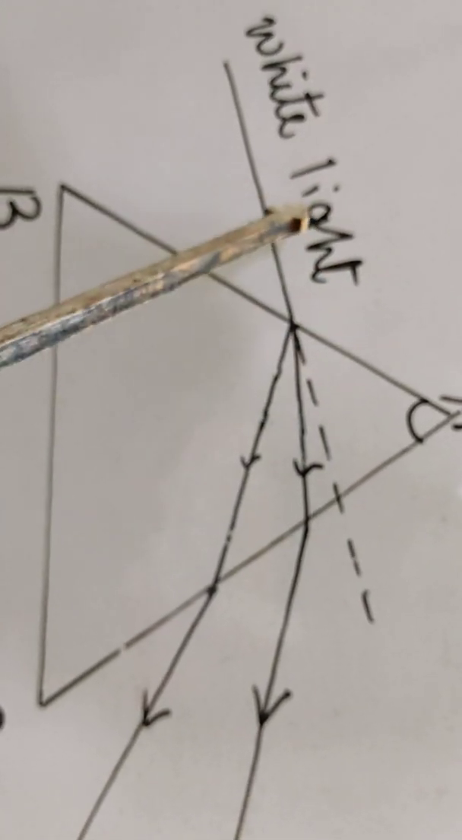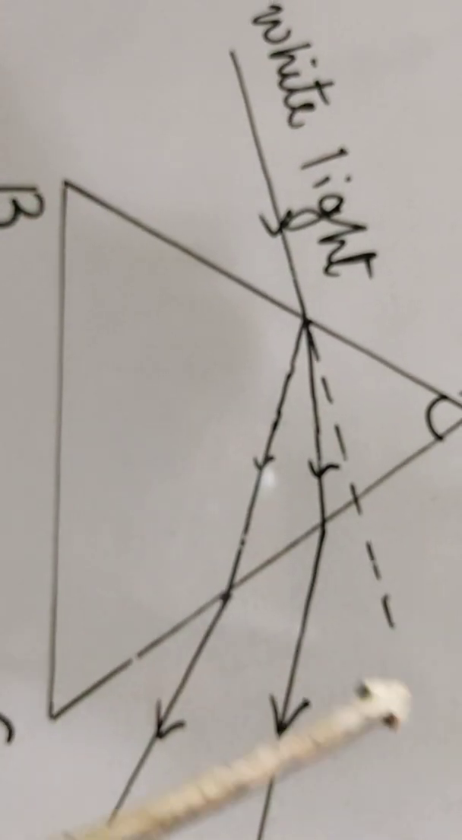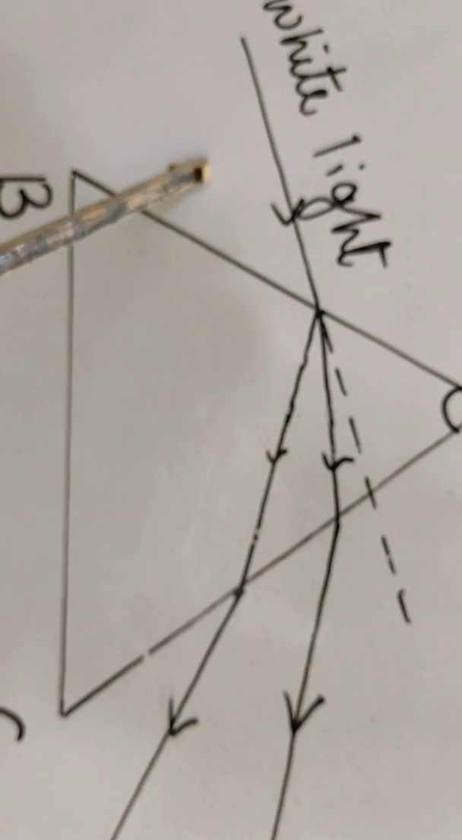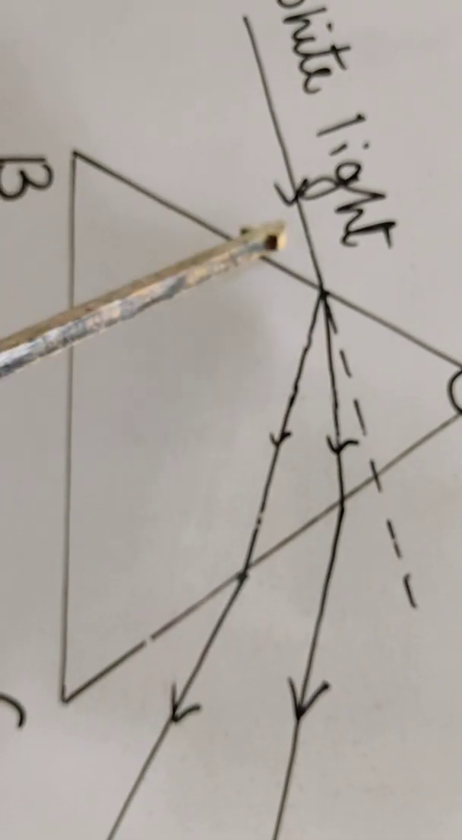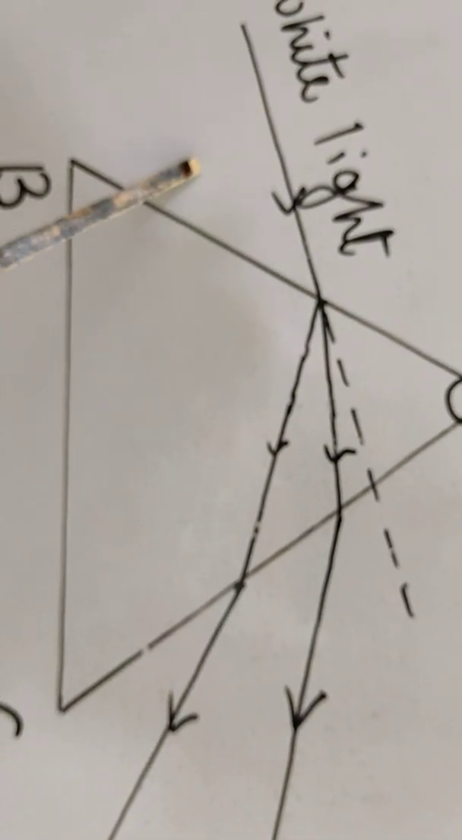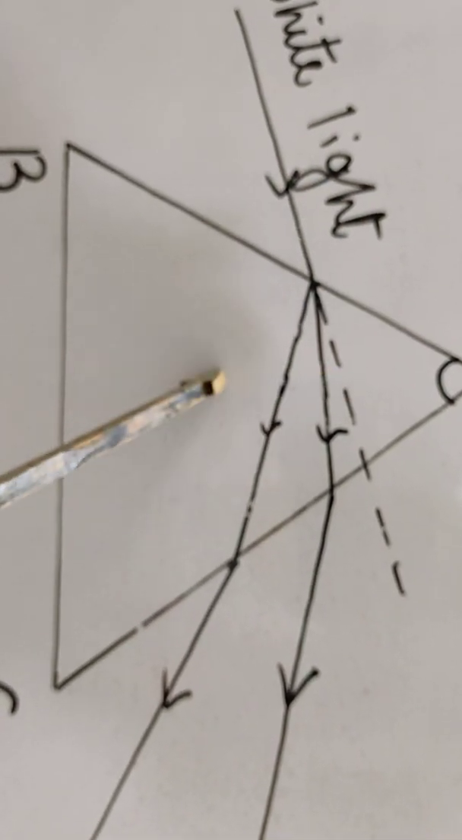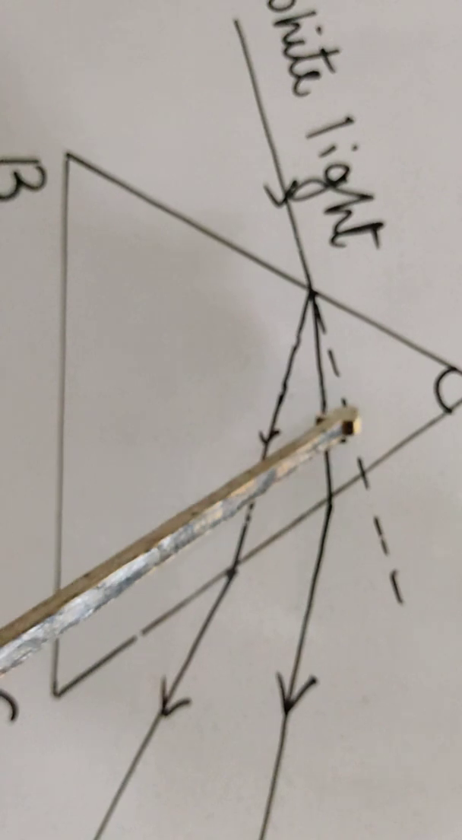Change means here decrease in speed, because maximum speed is in vacuum. Here, when we compare these two media, this is glass prism, this is air, so if we compare among the two, greater speed is in air. So speed gets reduced and hence bending takes place. So minimum bending is of red color.